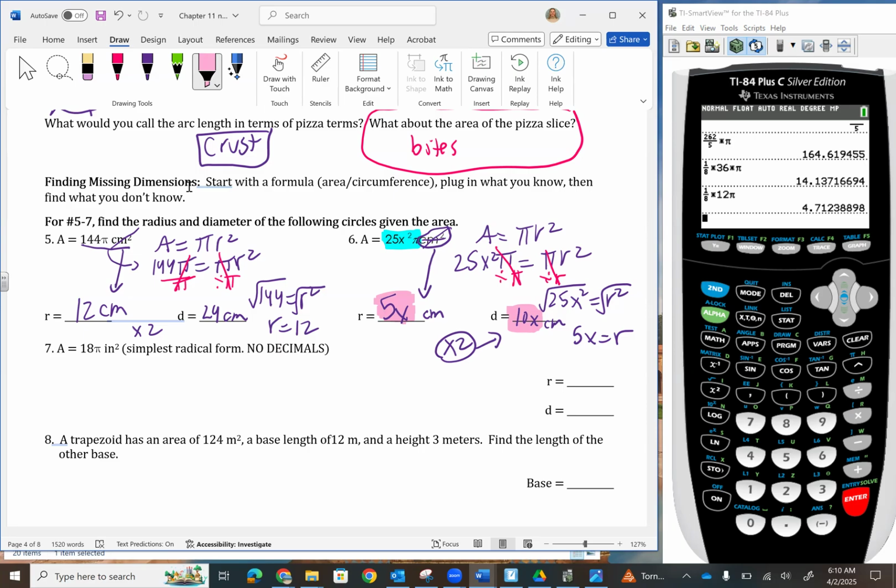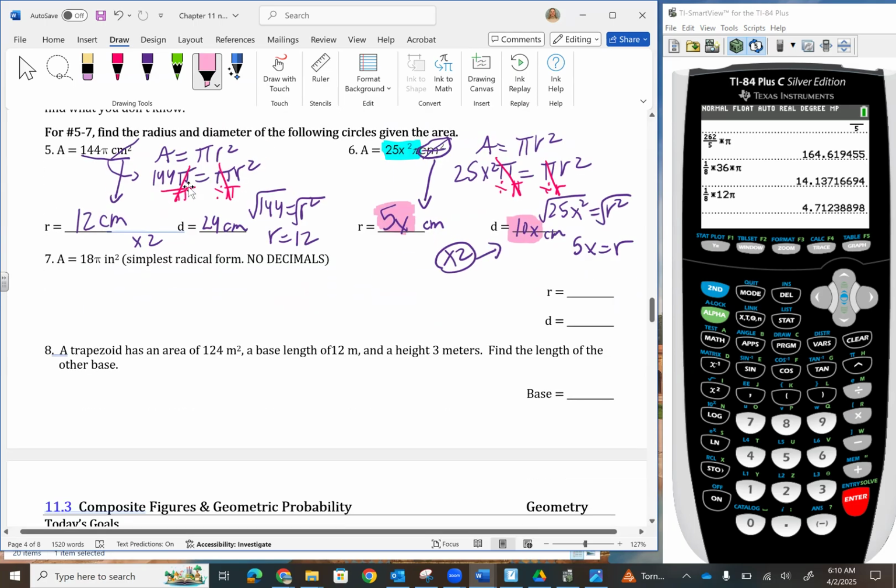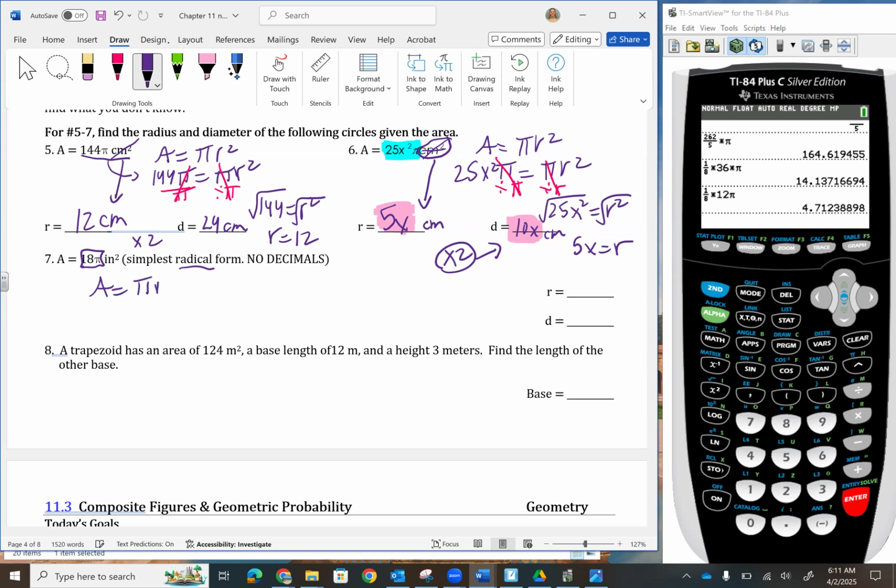All right. The next thing is, it says, can you do number 7, but do it in radical form? Okay, so let's try this one. They give you the area, and the label is inches squared. So area equals pi r squared. The area is 18 pi equals pi r squared. We can divide both sides by pi. Because there's a pi on both sides, it will cancel. Otherwise, you'd have to divide it on your calculator. So you get 18 equals r squared.